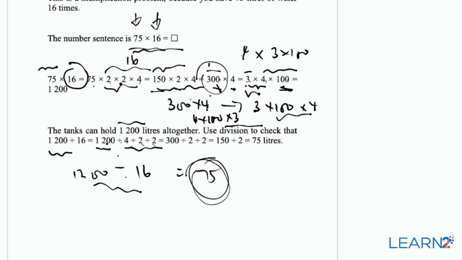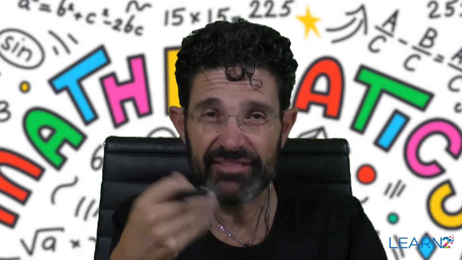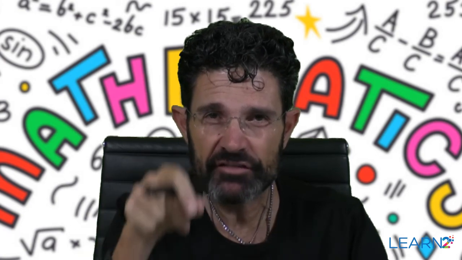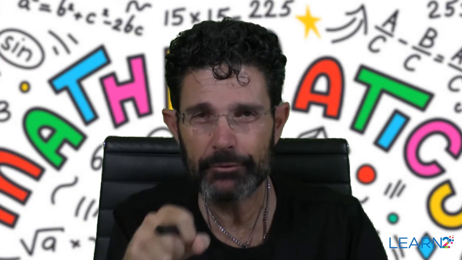Well, what is 1200 divided by 4? That gets you 300. What is 300 divided by 2? That gets you 150. What's 150 divided by 2? That gets you 75. So what we're doing here is we're taking our original number and we're either dividing or multiplying it slowly but surely, one step at a time, by each of its smaller components. And as we do that, we get a new number, we carry on dividing or multiplying, we get a new number, we carry on dividing and multiplying, and we eventually arrive at our answer.